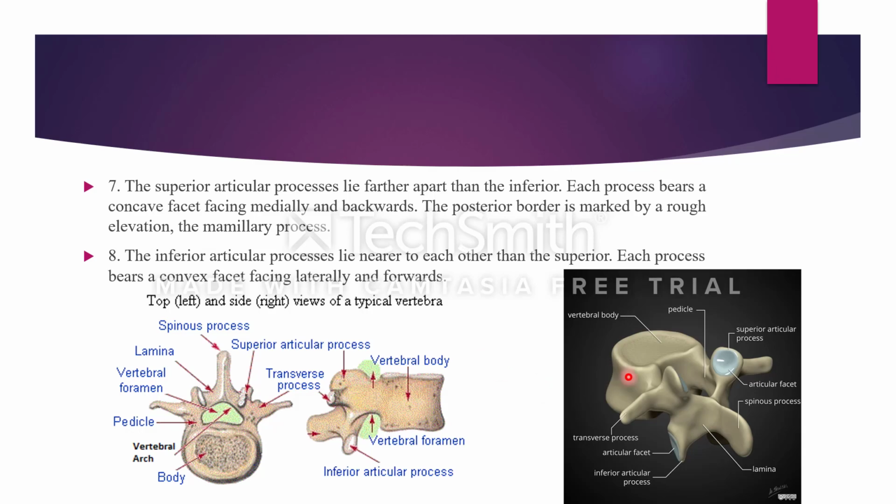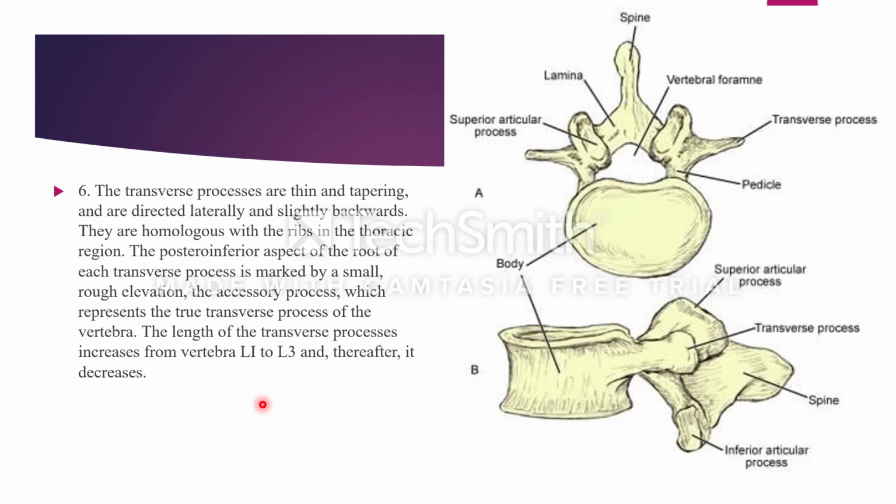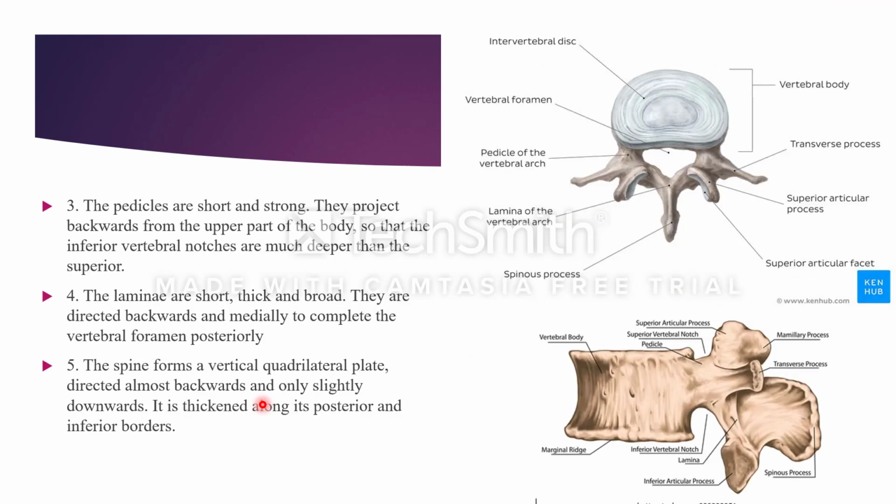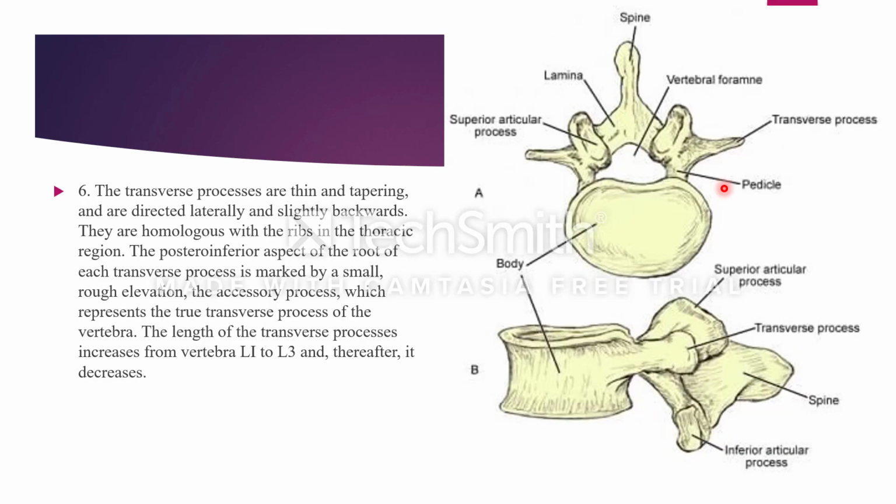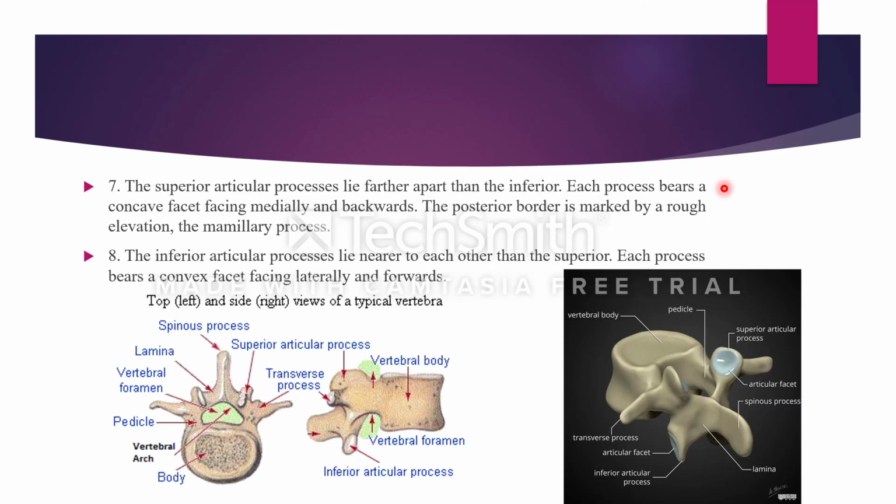Now the superior articular processes. See here, there will be superior articular processes which are present in the superior part. They lie farther apart from one another as compared to the inferior articular processes. See here, these are the superior articular processes with the superior articular facets. They are farther apart from one another. Okay, but the inferior articular processes are not very much apart. These processes bear a concave facet. See here, they are bearing a concave facet which is facing medially and backwards. The face of these facets is medially.